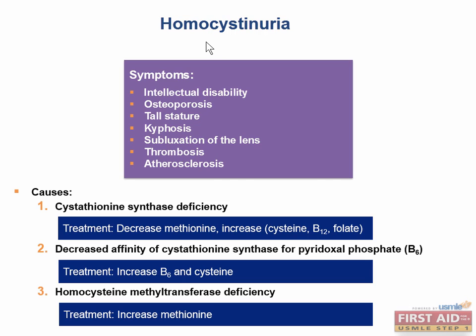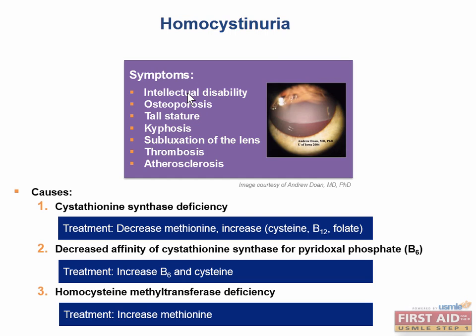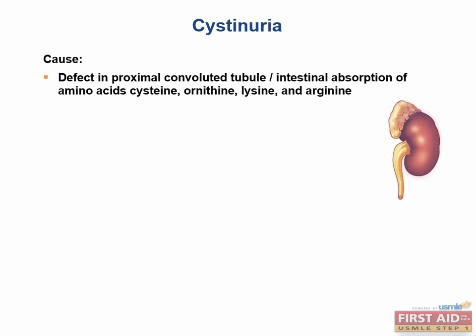Patients can present with intellectual disability, osteoporosis, a tall stature, kyphosis, subluxation of the lens, thrombosis, and atherosclerosis. So here we're going to see a dislocated or subluxated lens, just in case you haven't seen what this looks like before.